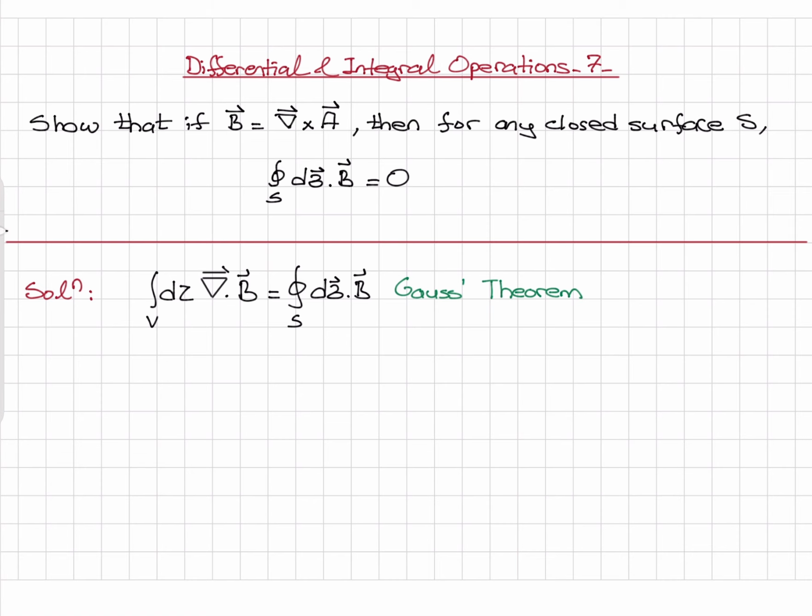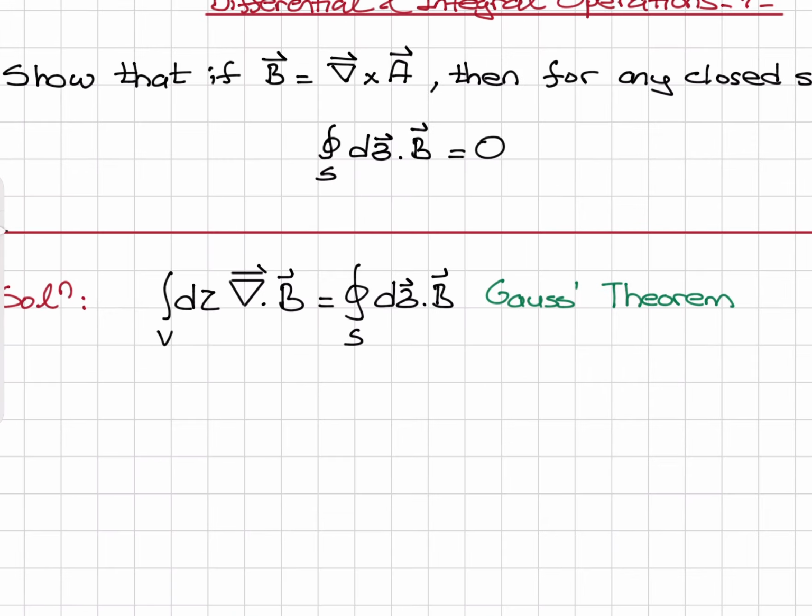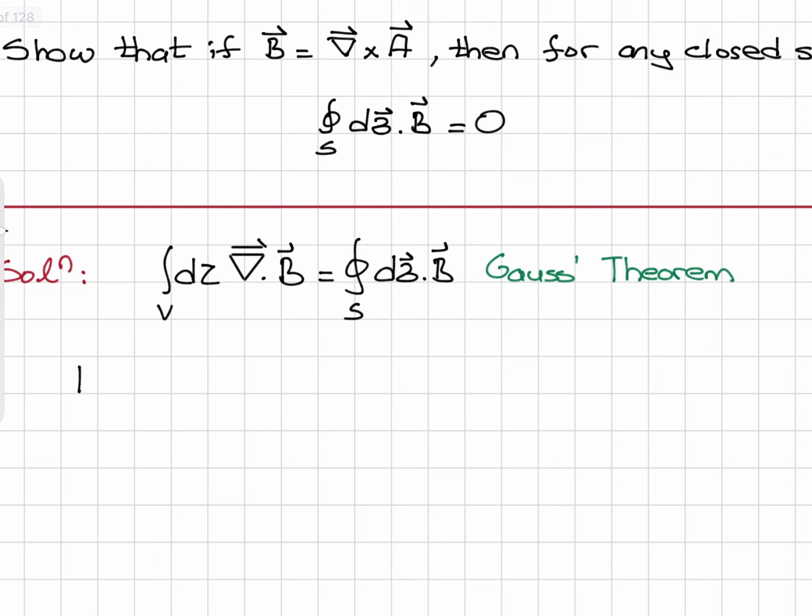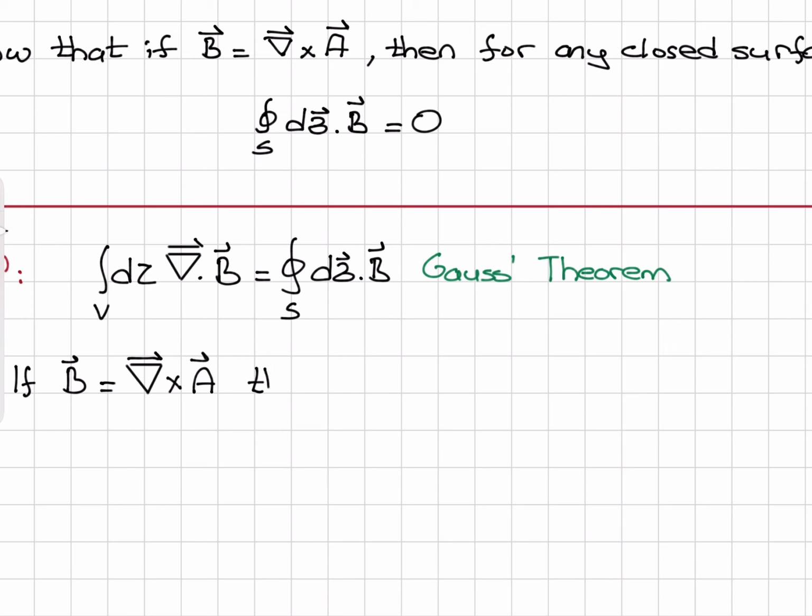All right. So if B is equal to curl A, vector B can be written as the curl of another vector A. Then let's look at the divergence of B. This would be the divergence of curl A, obviously.